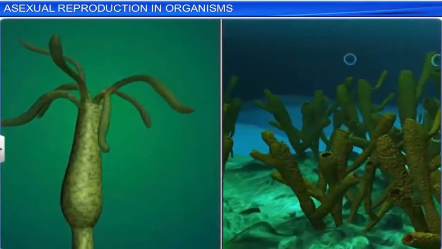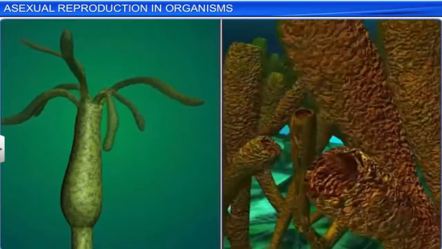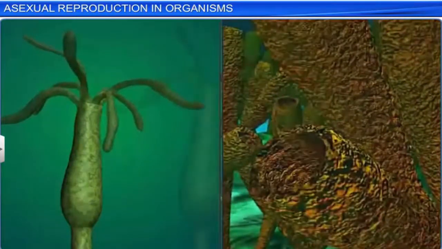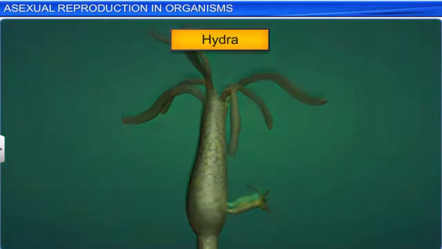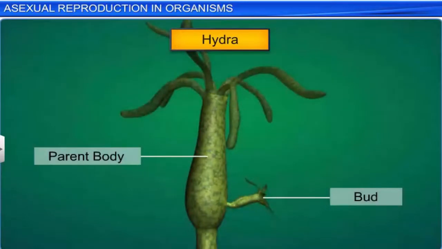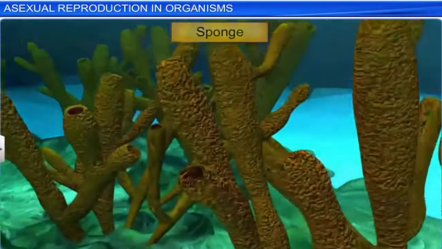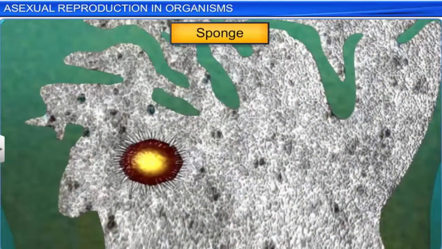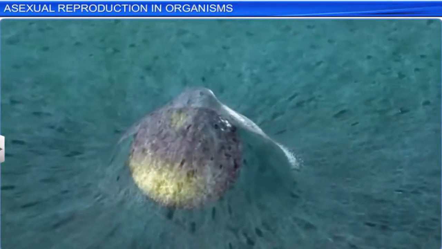Apart from fungi, we also see asexual reproductive structures in certain members of kingdom Animalia. In the case of Hydra, buds which develop on the parent body serve as a means of reproduction. Likewise, the sponge produces internal buds called gemmules that aid in asexual reproduction.